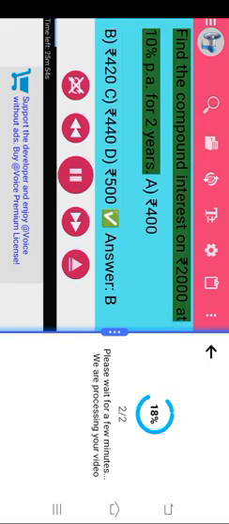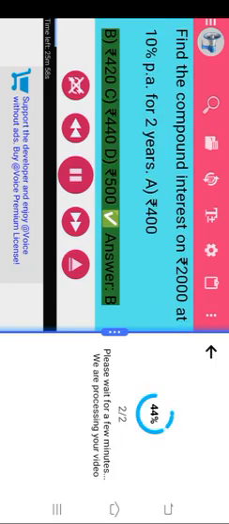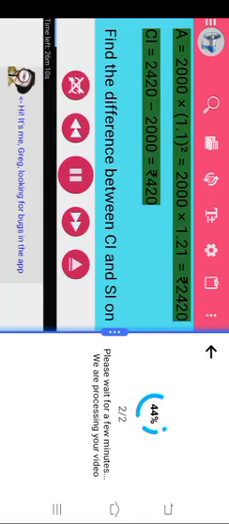Find the compound interest on 2,000 rupees at 10% per annum for 2 years. A: 400 rupees. B: 420 rupees. C: 440 rupees. D: 500 rupees. Answer: B. A equals 2,000 times 1.1 squared equals 2,000 times 1.21 equals 2,420 rupees. C equals 2,420 minus 2,000 equals 420 rupees.